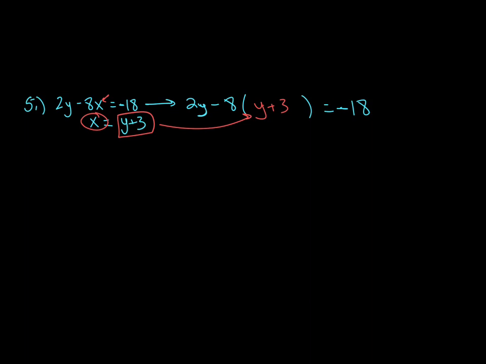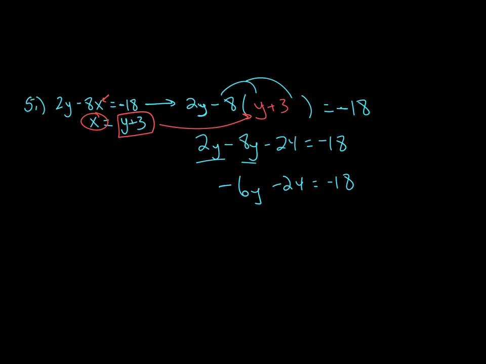So step 1's done. So I substitute the expression into the other equation. I have to distribute. I get 2y minus 8y minus 24 equals negative 18. I'm going to combine my like terms. I'm going to get minus 6y minus 24 equals negative 18. I'm going to add 24 to both sides. So I have negative 6y equals positive 6. So y equals negative 1 when I divide both sides by negative 6.